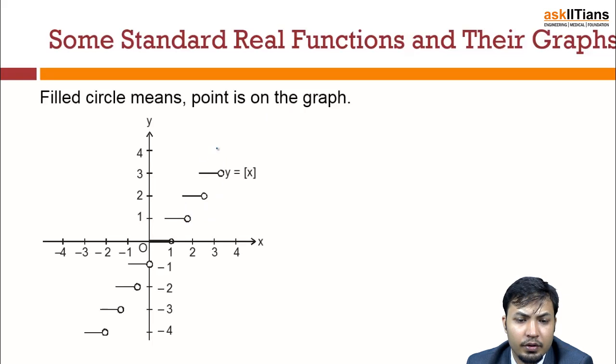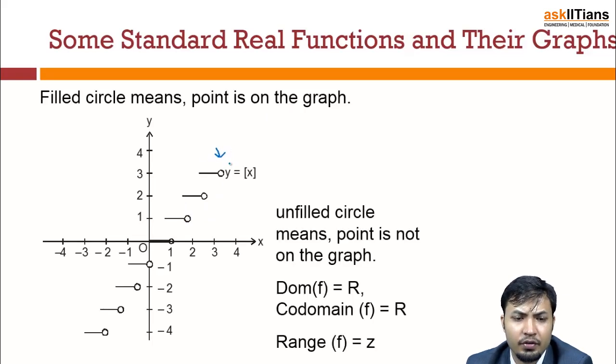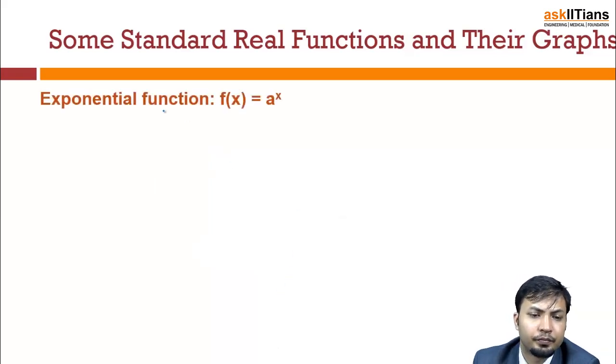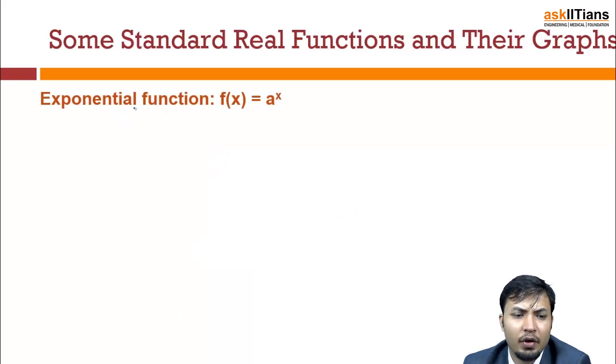You see, this is another example of the greatest integer function. An unfilled circle means the point is not on the graph. So in this case the domain is R, the codomain is R, and the range is Z. Now let's move on to an interesting one.